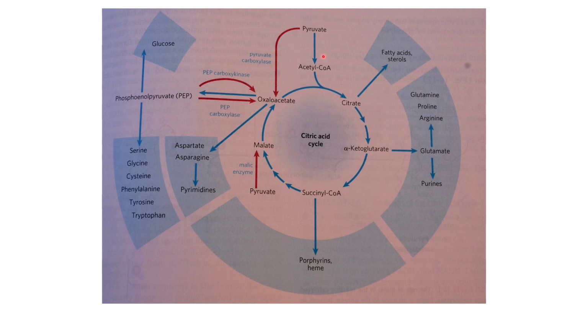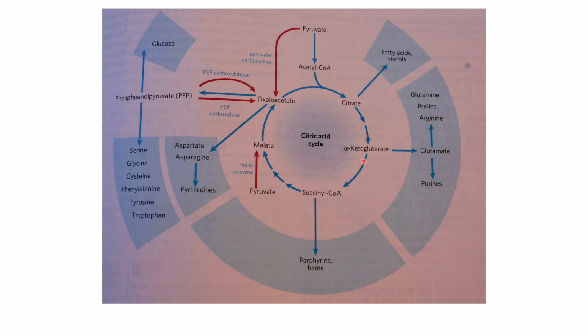So when you look at that sort of formulation, you've got pyruvate. This is the Krebs cycle right here. Oxaloacetate can be converted to phosphoenolpyruvate, which can go up to glucose. From PEP, you can go down and form serine, glycine, cysteine, phenylalanine, tyrosine, tryptophan. You can go in this direction with oxaloacetate and get aspartate, asparagine, pyrimidines. From this, pyruvate can be transformed to malate directly with malic enzyme. Succinyl-CoA can give rise to porphyrins and heme moieties.